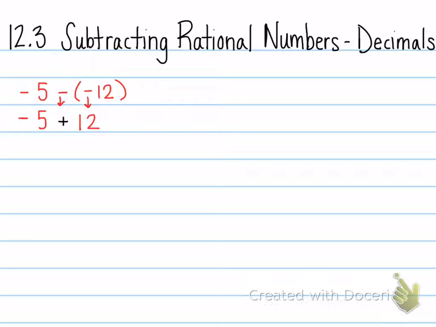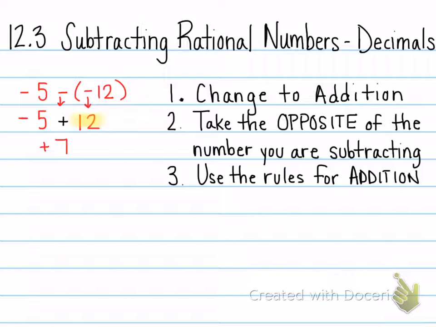Now I look at my numbers and I use the rules for addition. The signs are different, so I subtract the numbers, and I look to see what I have more of. Do I have more negatives or positives? I have more positives, so my answer is +7. Okay, so again, we change to addition. We take the opposite of the number we are subtracting by, and then we use the rules for addition.